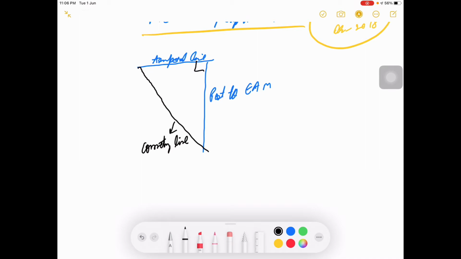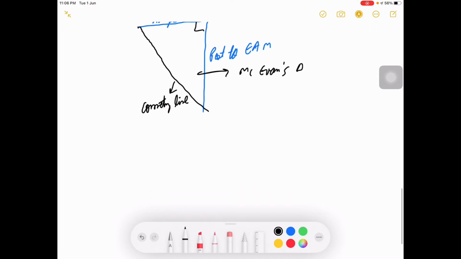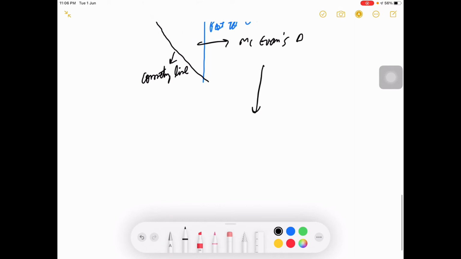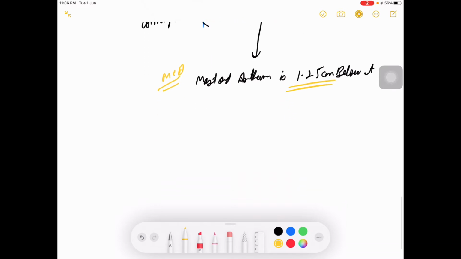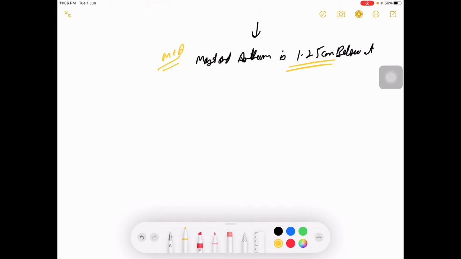Okay, so this is your McEwan's triangle, and mastoid antrum is 1.25 centimeters below it. This is itself an MCQ: McEwan's triangle and mastoid antrum, how far are they from each other?